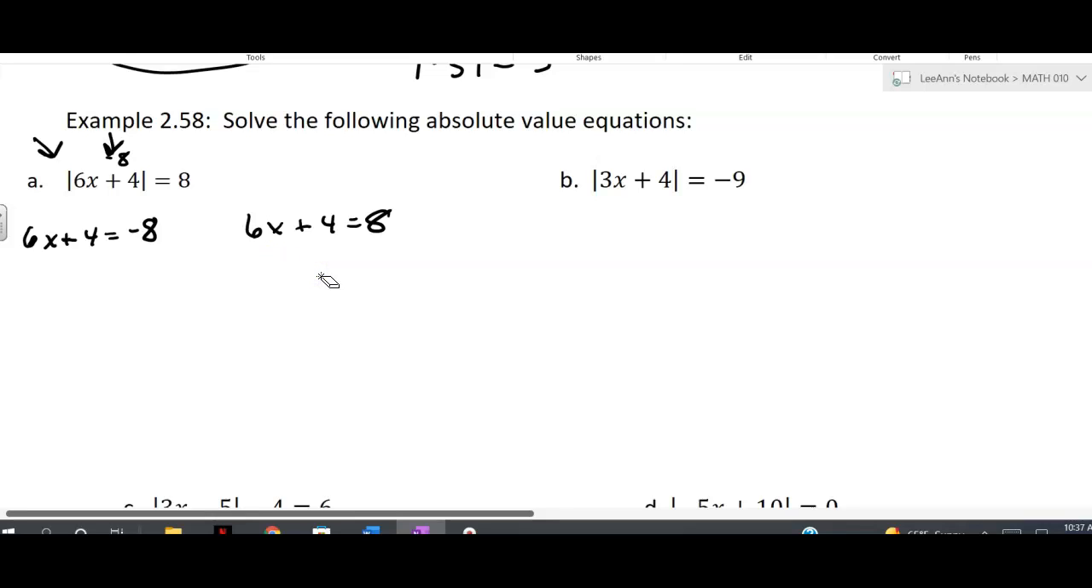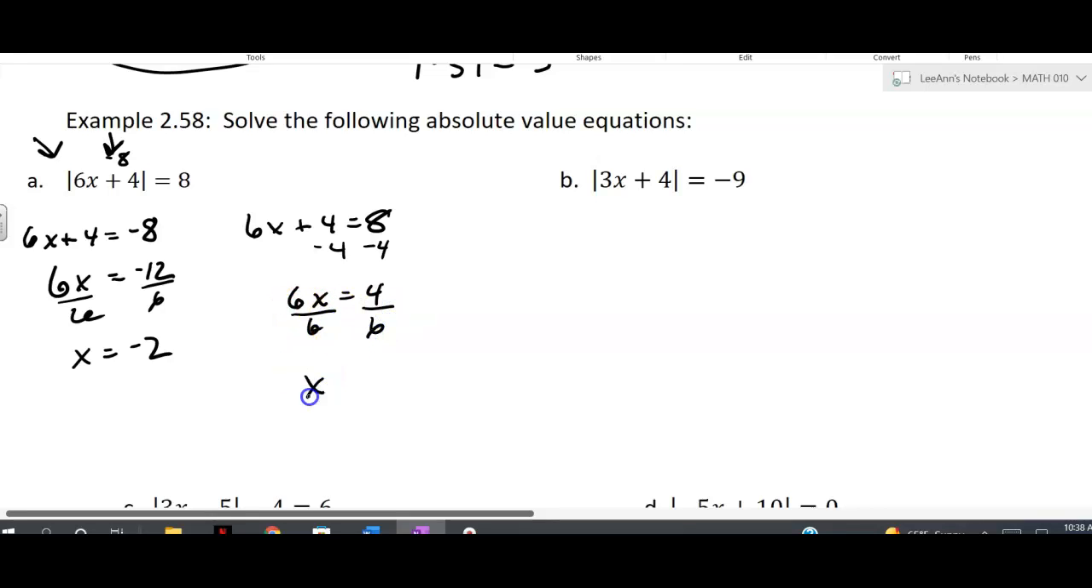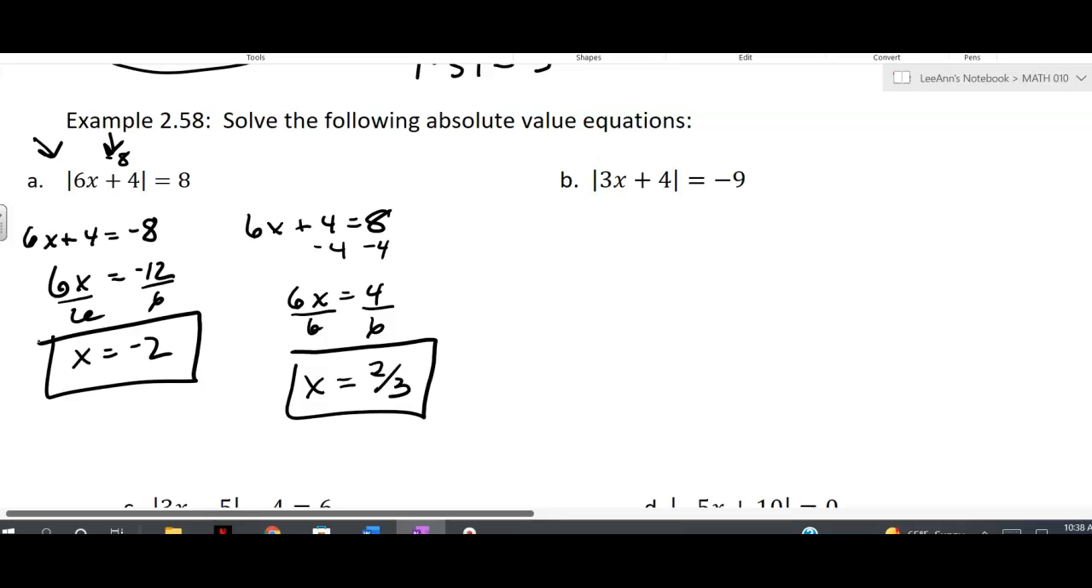Okay, so we have two equations to solve, but these are linear equations. You're going to subtract 4 from both sides and divide by 6, however you want to write it. And I get -2 for a solution. Here I'm going to subtract 4 from both sides. I'm going to have 6x equals 4. Divide both sides by 6, and I get x equals 2/3. So I get two solutions here, and you can check them, but those are going to be the two solutions.